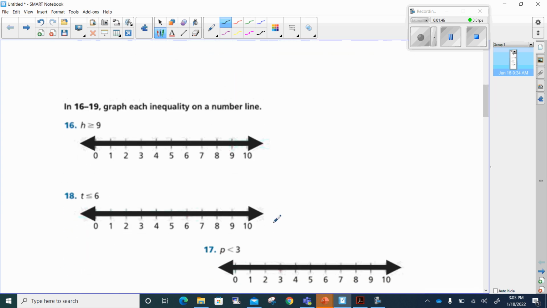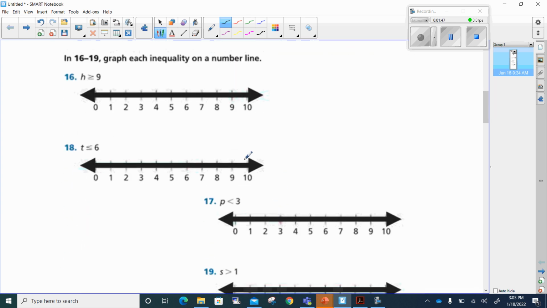Number 16 is mine. Graph each inequality on a number line. h is greater than or equal to 9. Well, I know I'm going to go to 9. It can be equal to it. So that means when I make my dot, I'm going to shade in my dot here. And since all these numbers can be bigger than 9, that means I would make my arrow going in this direction.